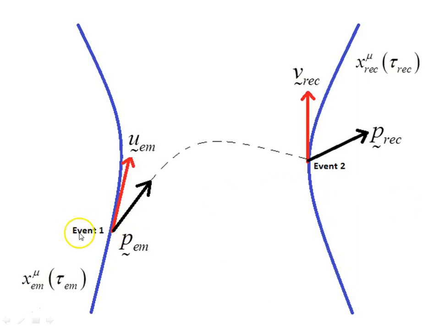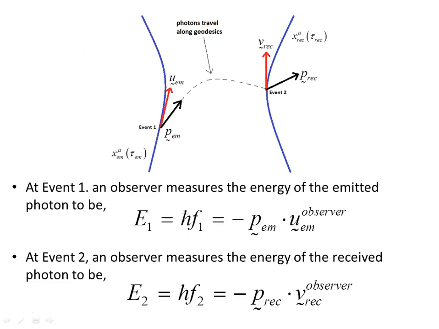Now, event 1 is where a photon is emitted, at some point in time and some location. And over here, at event 2, the same photon is recorded by a receiver at some time and location. The four momentum of the photon at emission is here, and the four momentum of the photon at reception is here. Now photons travel along geodesics, of course.